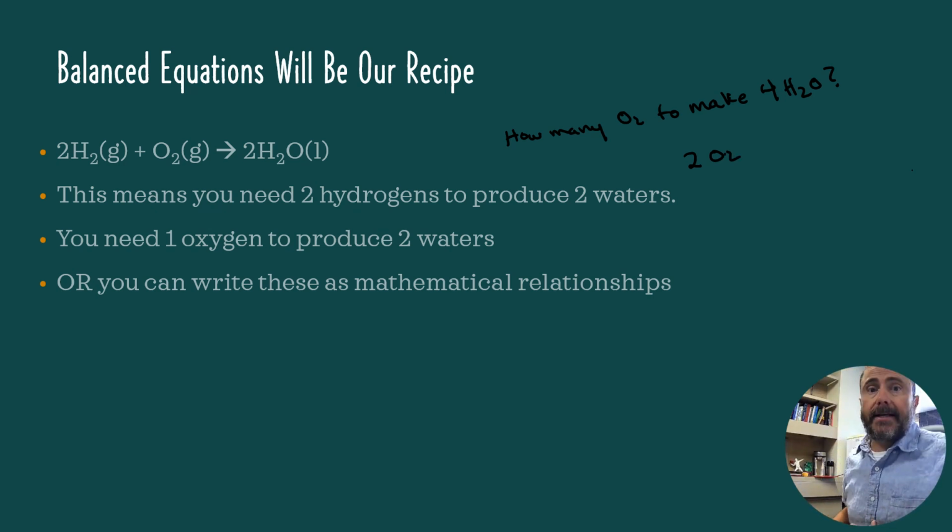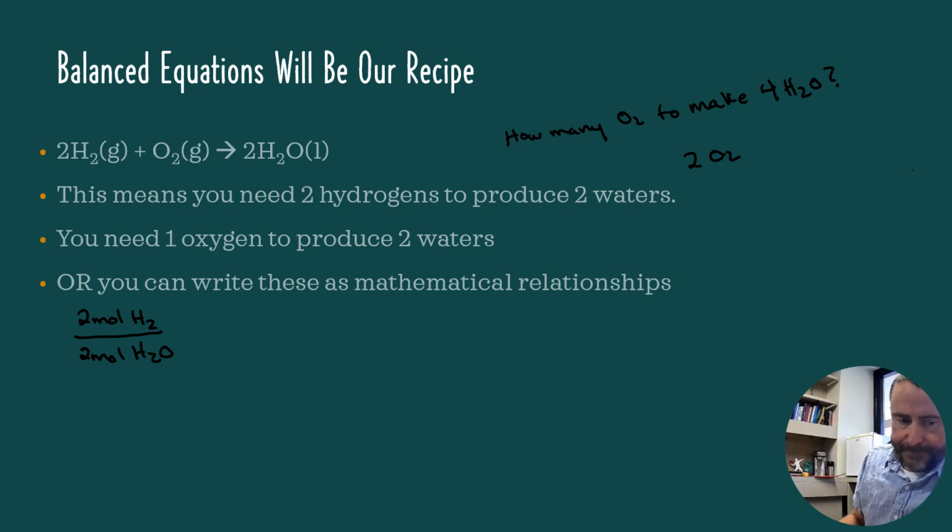That's all stoichiometry is. Now, it's a little bit more complicated because we have to write these things out, but that's really what you're doing. So there are mathematical relationships for all of these things. And if we write out all the mathematical relationships, then we can use them to convert from one species to another. So, right, there are 2 moles of hydrogens for every 2 moles of water, right?